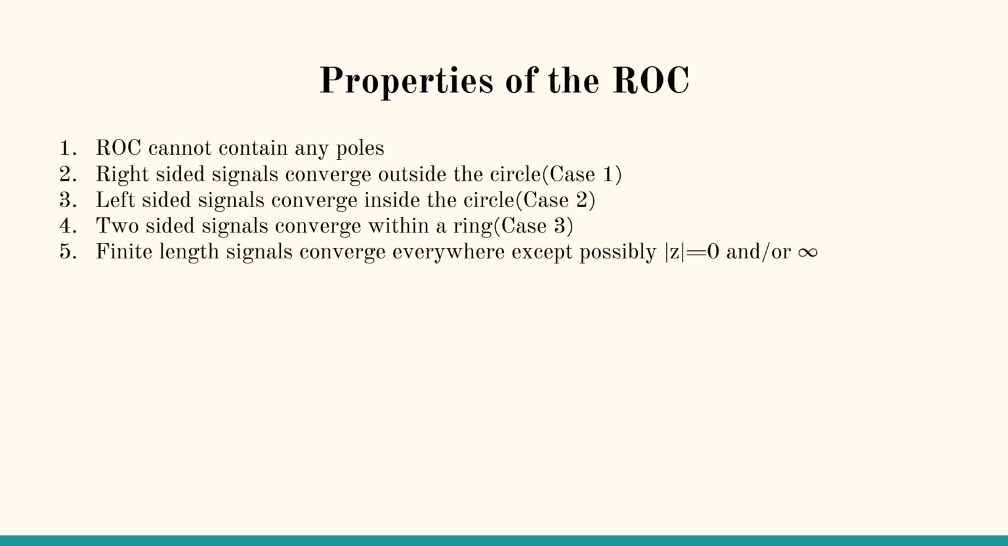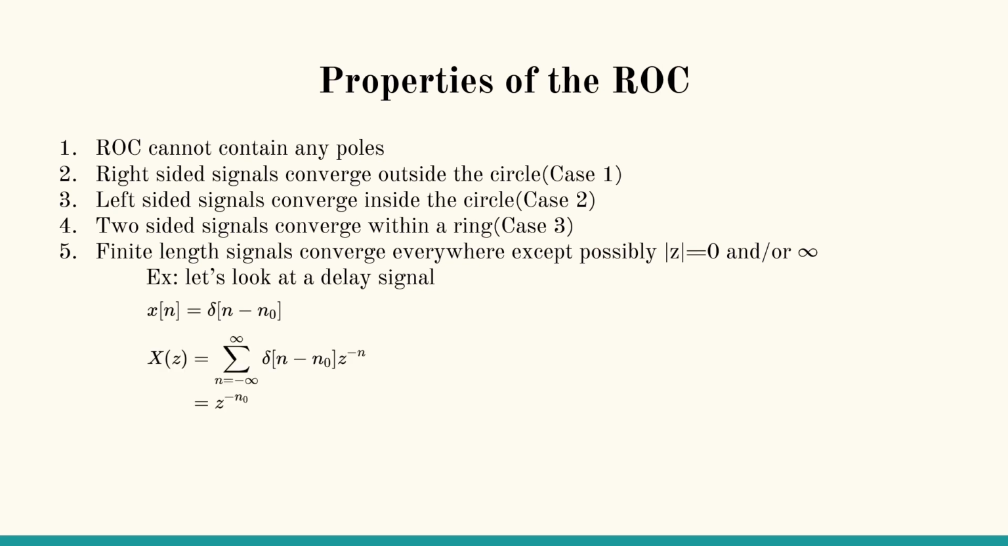To understand this, let's look at an example, let's look at a delay signal. If we plug this into the definition, we get that the z transform of the delay is z to the negative n naught. Just by inspection, we can see that if n naught is greater than 0, z cannot equal 0, and if n naught is less than 0, z cannot equal infinity, otherwise these would be poles.